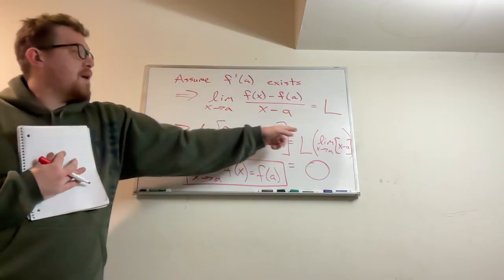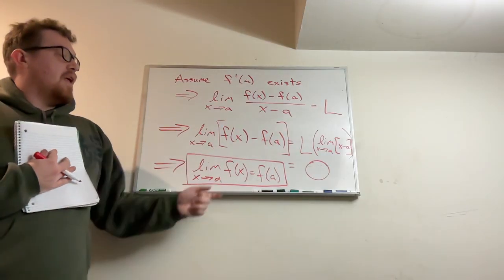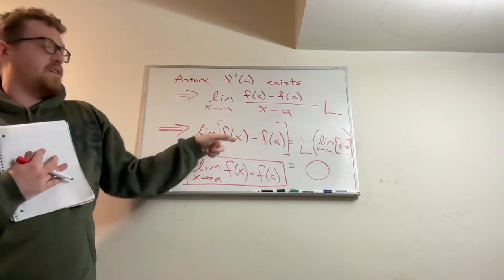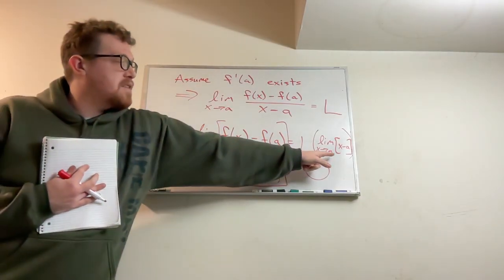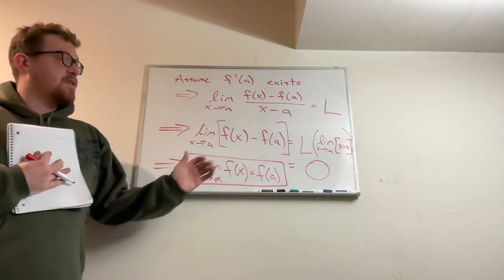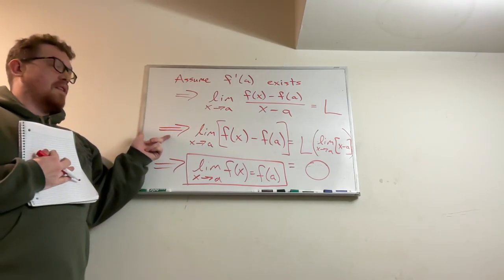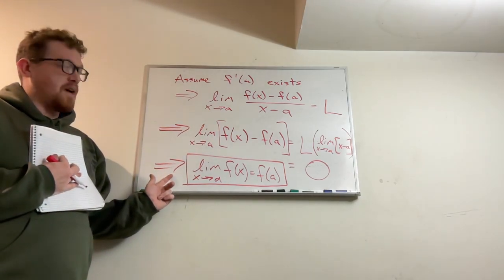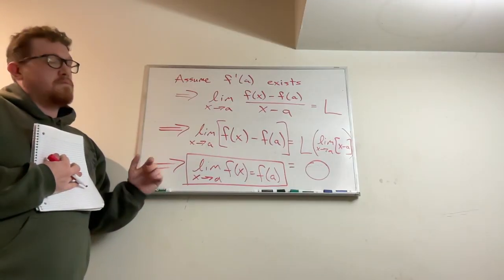So when we multiply both sides of the equation by it, on the left-hand side the x minus a's cancel. On the right-hand side we get L times 0. And then we get that the limit of this difference is 0, and therefore the definition of continuity holds. So yeah, that's the proof.